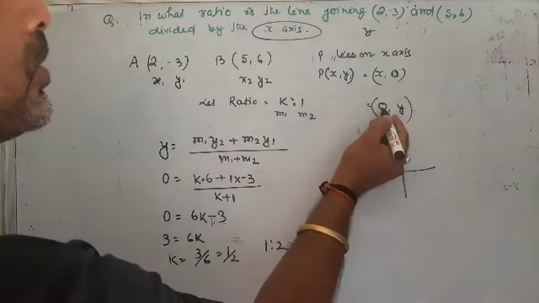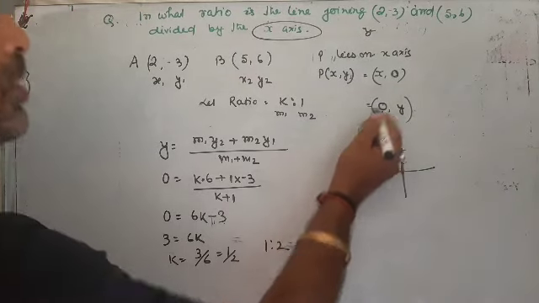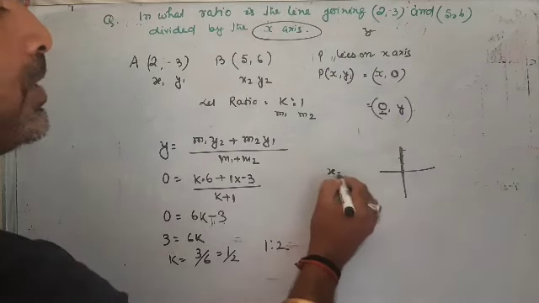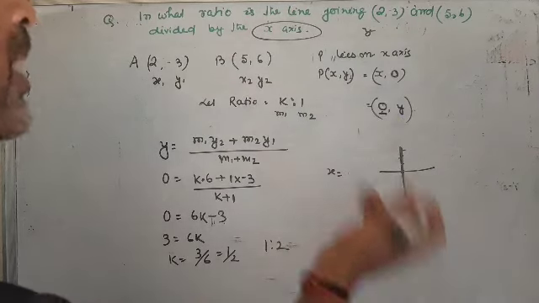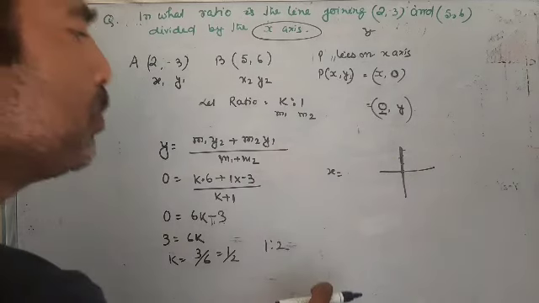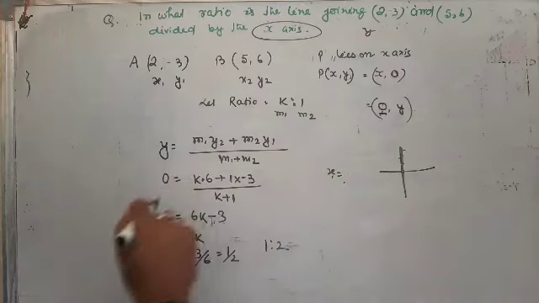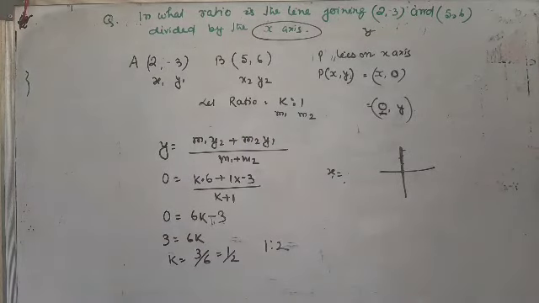That time you just use 0 is equal to what? That is x, the abscissa you take. So then again that time you use the abscissa formula: x is equal to (m1 x2 plus m2 x1) by (m1 plus m2), and in place of x you put 0. Okay, so this type of question you solve like this.